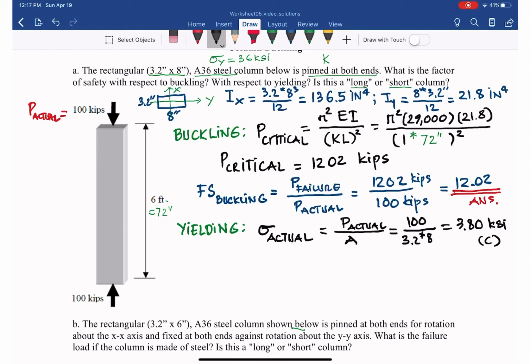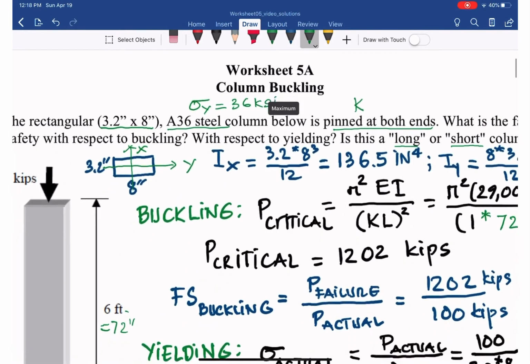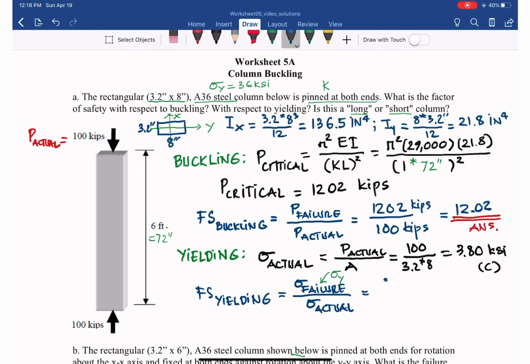So for the factor of safety here, remember, this is the stress, so we have to compare with the yield stress for the failure due to yielding or crushing. So we have the factor of safety due to yielding equal to sigma failure divided by sigma actual. Sigma failure in this case is yield, sigma y, which is 36 ksi for the A36 steel. So we plug in 36 divided by 3.80, and we get 9.21. That is the actual factor of safety due to yielding.